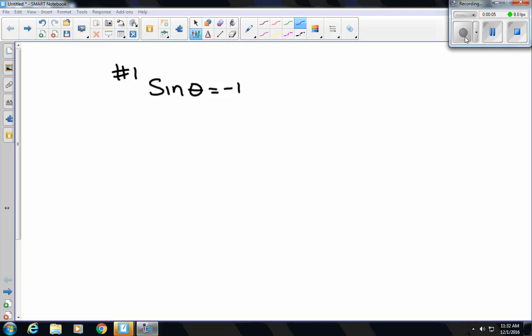Is there anything that I need to do mathematically to this first one? No. I just need to know where on the unit circle the sine value is -1. 3 pi over 2. That's the answer. I'm done.